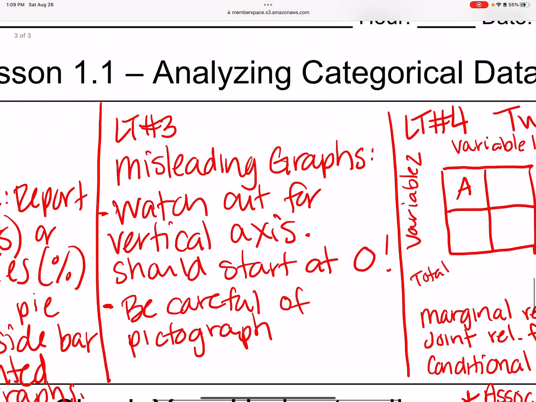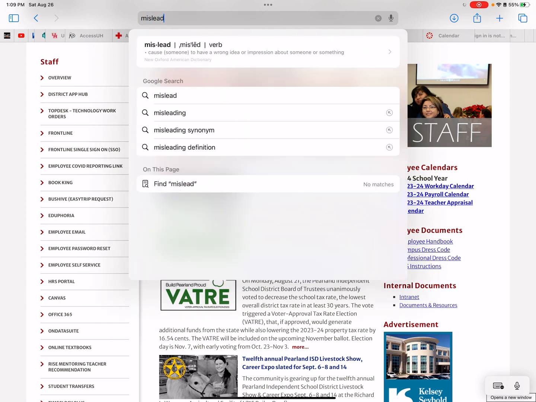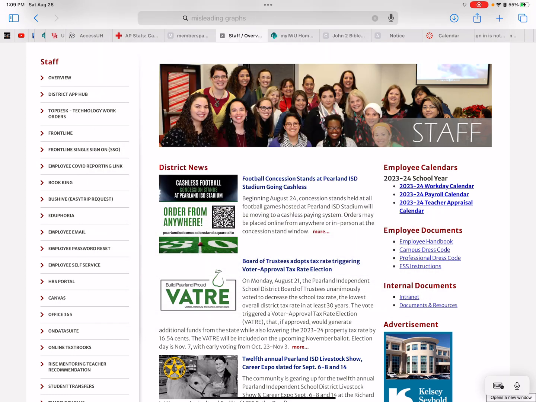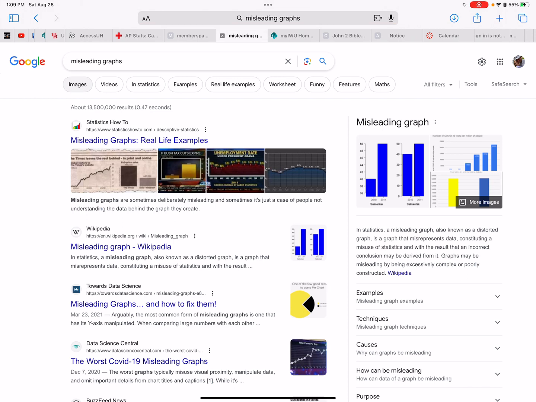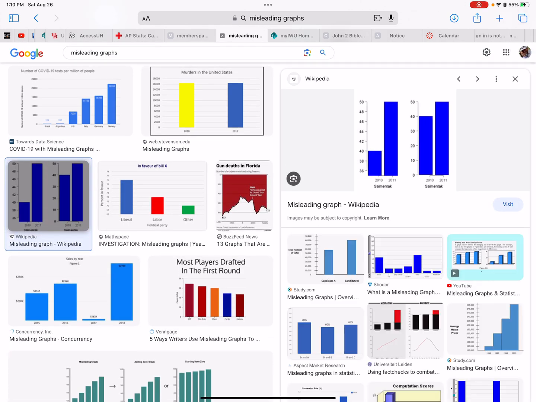Okay, let me jump over to misleading graphs and let's look up some misleading graphs here. So misleading graphs. All right, let's look at some of these misleading graphs. So this is a popular misleading graph, one. Here we go. This is good.